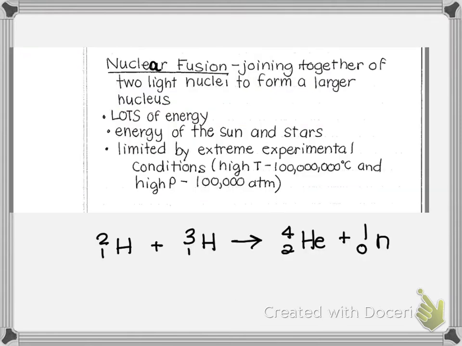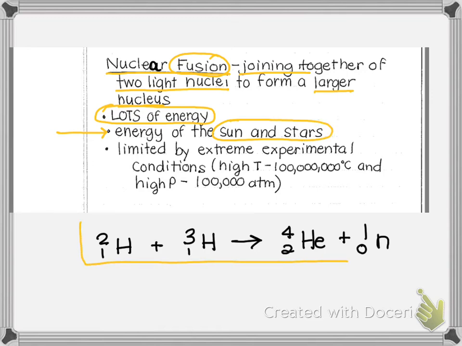The second type of nuclear reaction that will generate large amounts of energy is a nuclear fusion reaction. Fusion means bringing together or joining. So here you can see this is joining together 2 smaller nuclei to form one that's larger. This reaction also produces lots of energy. In fact, this is the reaction of the sun and the stars.